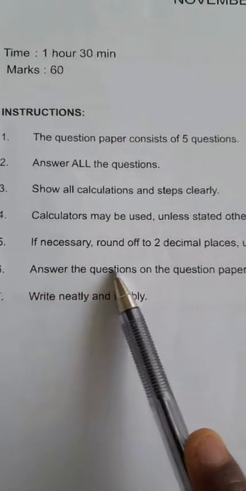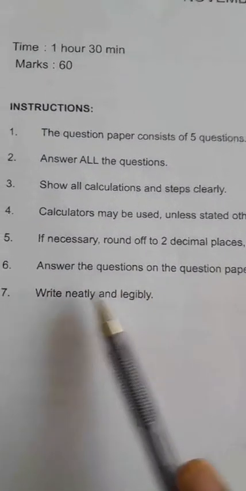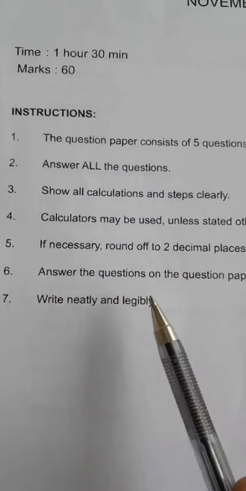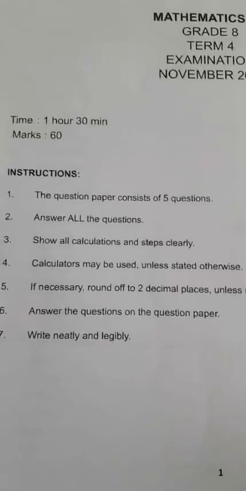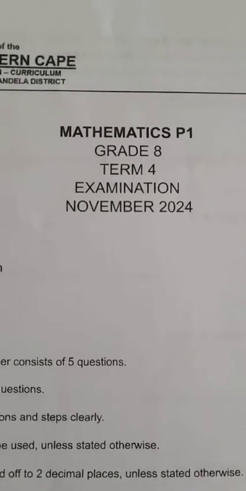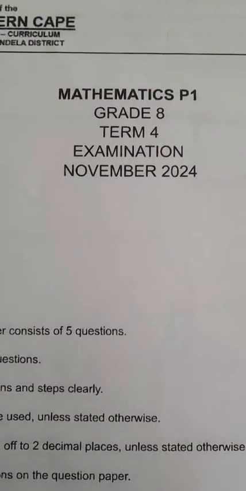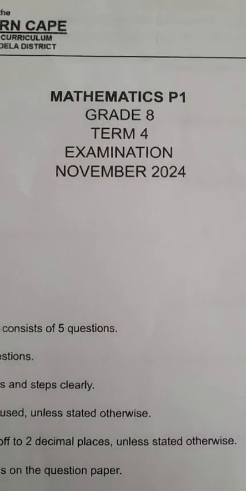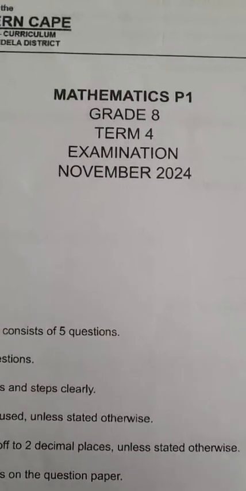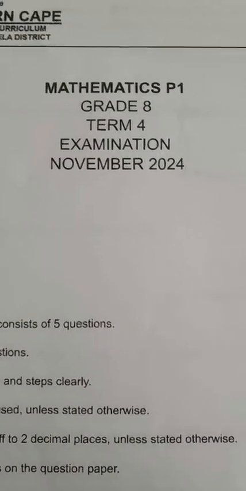Then 6, answer the questions on the question paper. And then 7, write neatly and legibly. So this was, like I said, a paper 1 question paper, November 2024. Different provinces don't write the same paper, guys. I mean, it would make sense, right? So this is just an example paper.